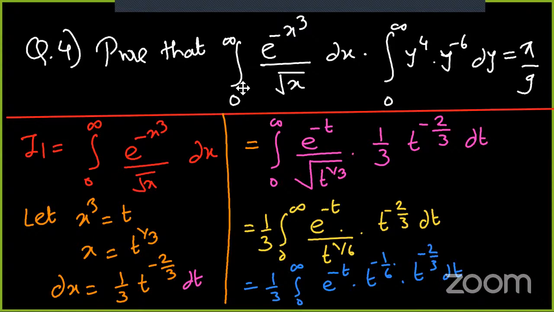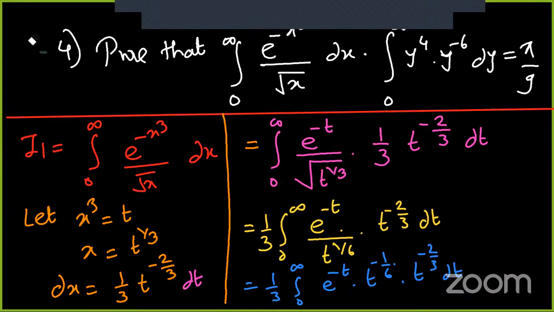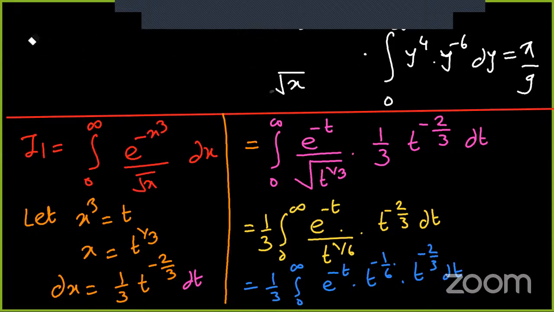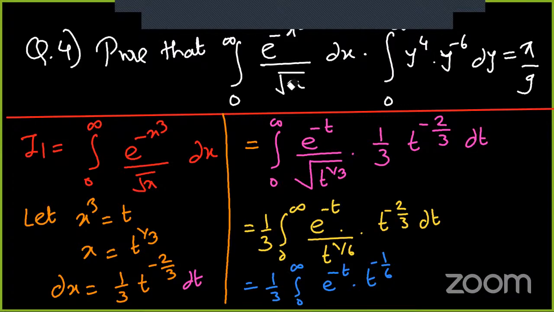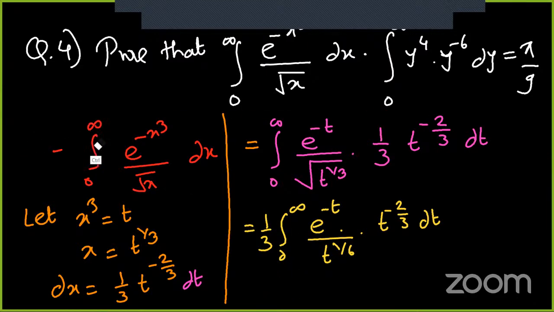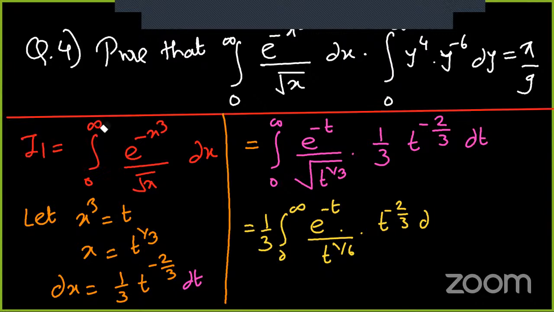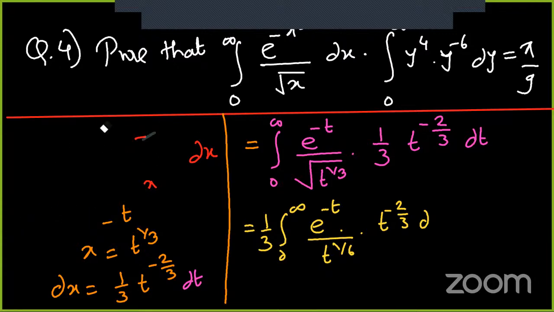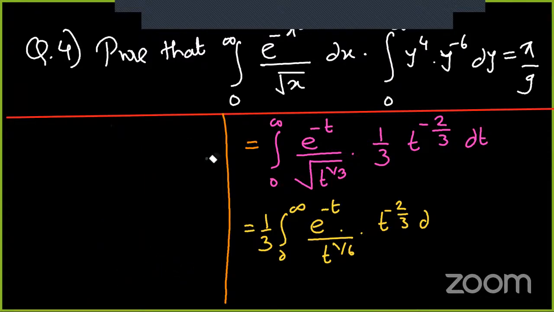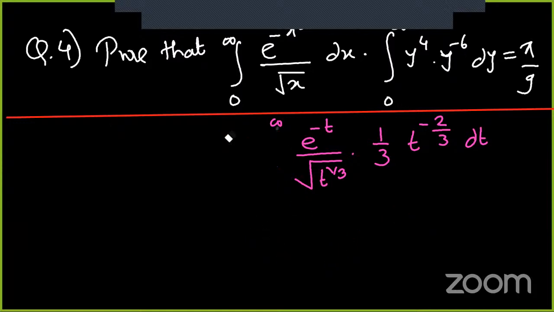Sure, you can follow up to here. Now what we'll do? We'll do the addition of these two. I'll leave the question as it is because I have to write I2 as well, so I'll make changes here. So what was the answer? 1 by 3, 0 to infinity, e raised to minus t, and t raised to minus 2 by 3. I think everyone must have written it.